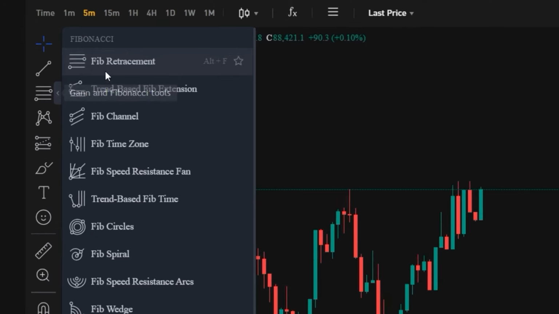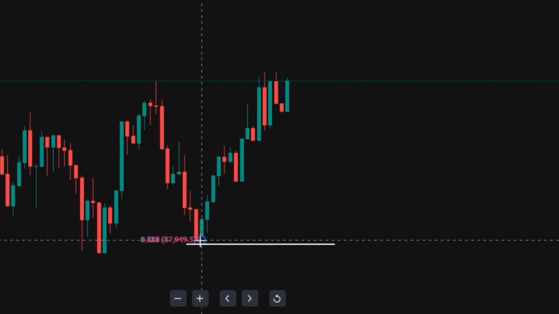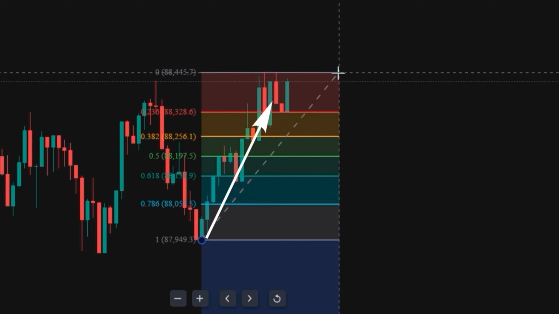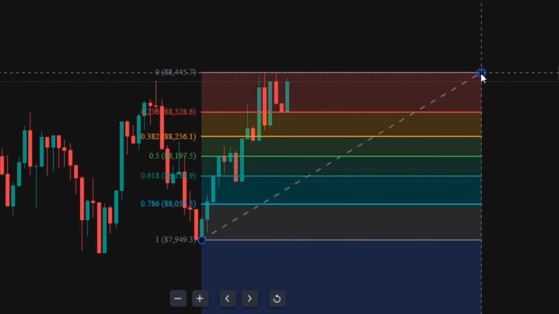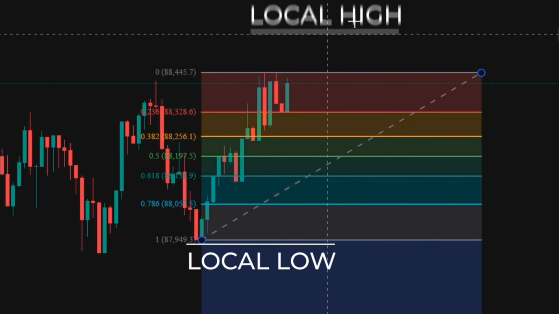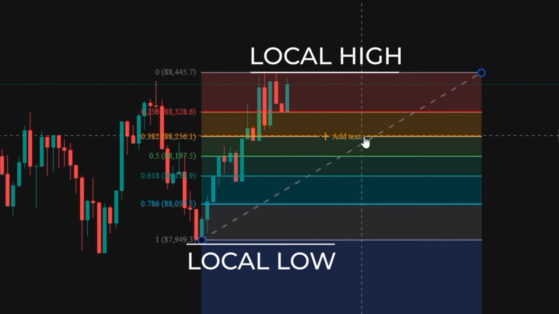We select Fibonacci levels and set their lower point at the minimum of the current trend, and the upper point at its maximum, and we continue it into the future. Note that we set the points not on the body of the candle, but on its tail, local low and local high. And now we can see the levels at which the trend correction will end.